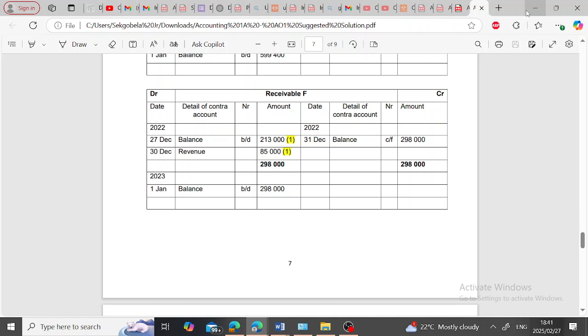So in the next financial period, we enter the year knowing that our receivable owes us a balance brought down of 298,000. Just because the year ended, we don't now assume that we are no longer owed. We are still owed. I want my money. Even though they didn't pay in this class, I want my money. Right? I didn't forget. I'm joking.